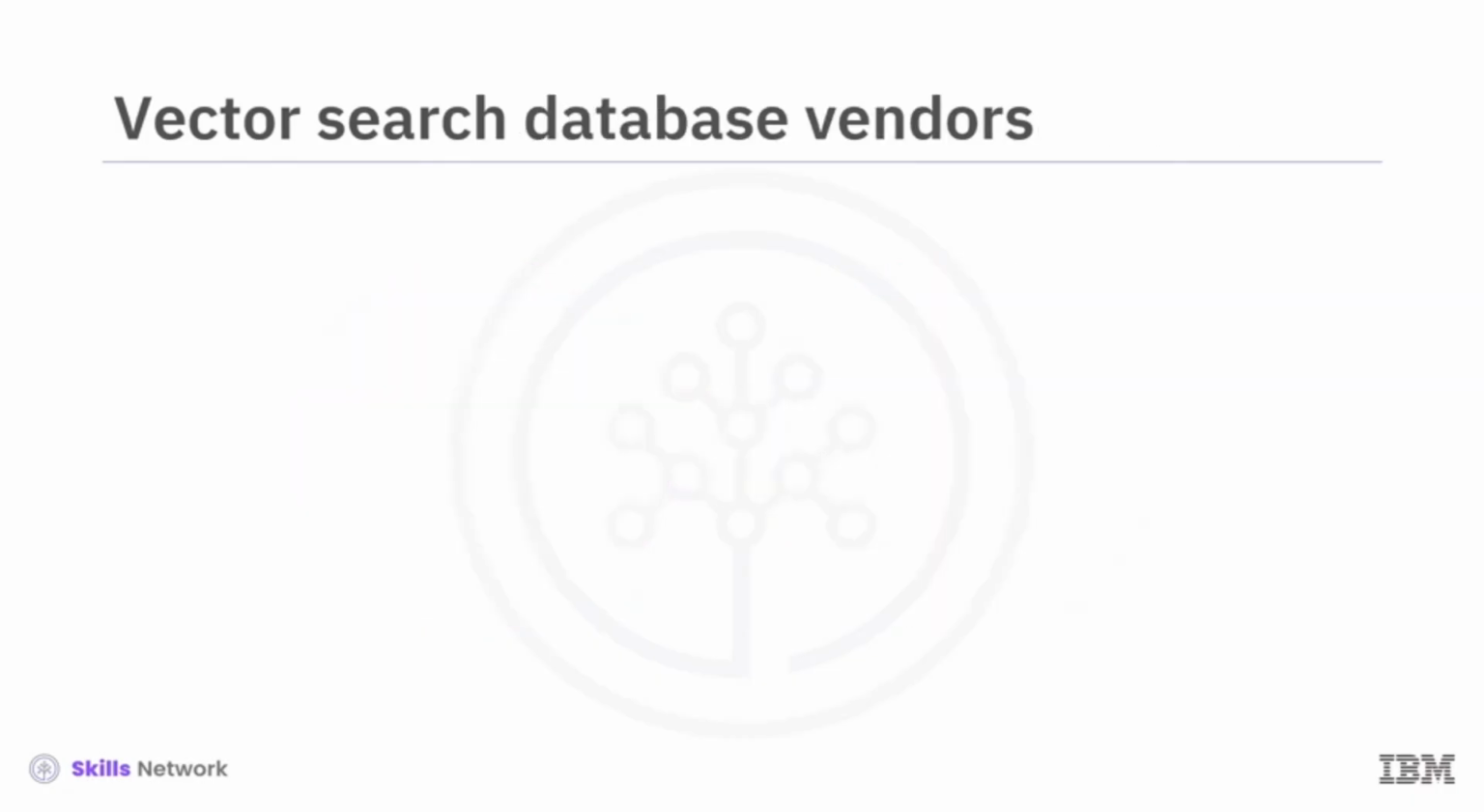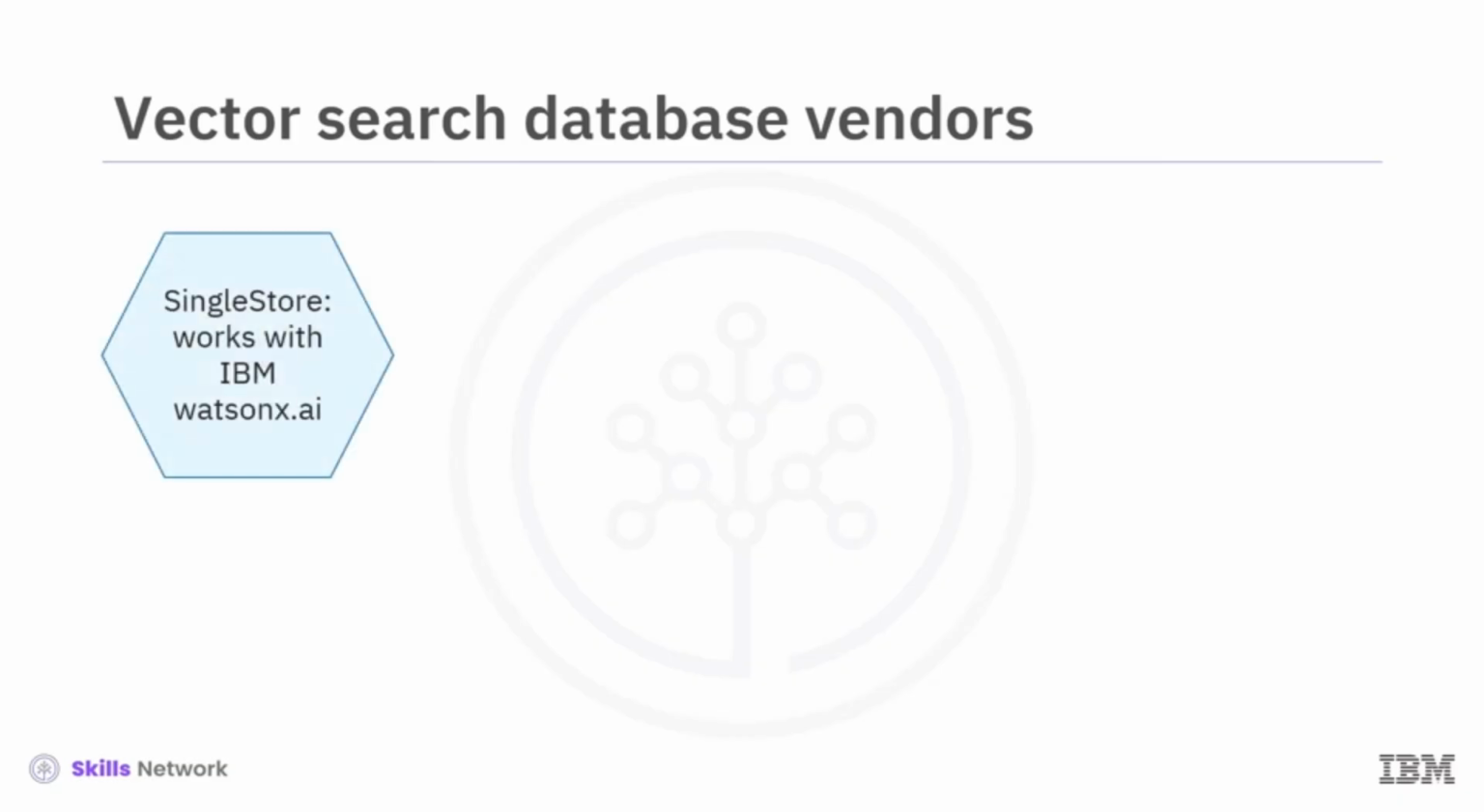Here are some database vendors that support vector search. First, SingleStore with Vector Database Processing works with IBM watsonx.ai. Next, Elasticsearch has its vector add-on.